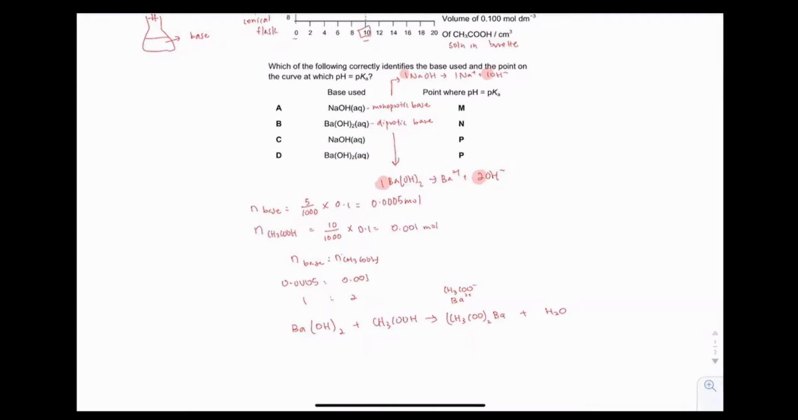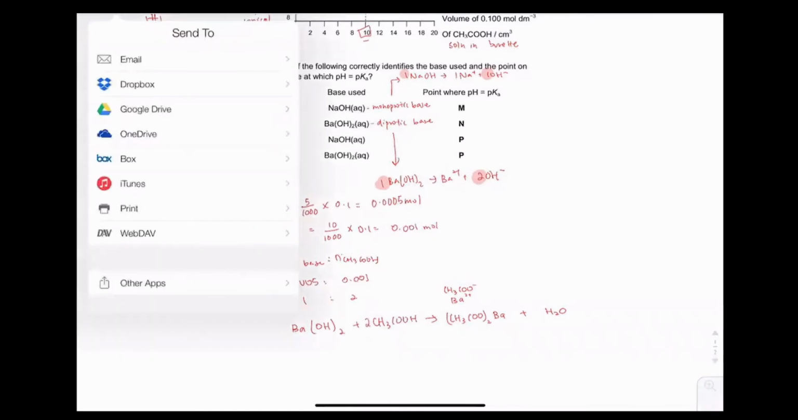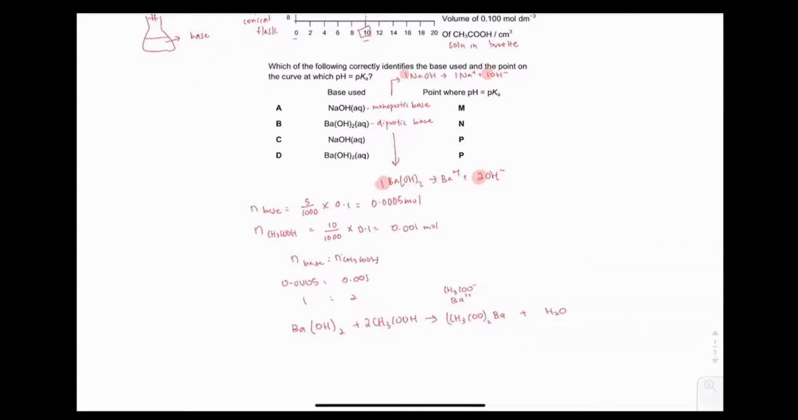Now I have to balance this equation. On the right, I have 2 moles of CH3COO. Hence, on the left-hand side, I need to multiply the ethanoic acid by 2. This is what I will get. And then next, let me double check. Okay, I have 3 plus 1, 4 times 2, 8 plus 2, 10.